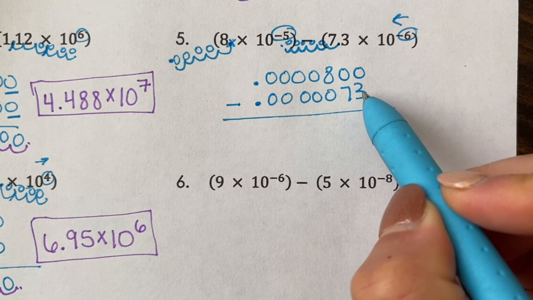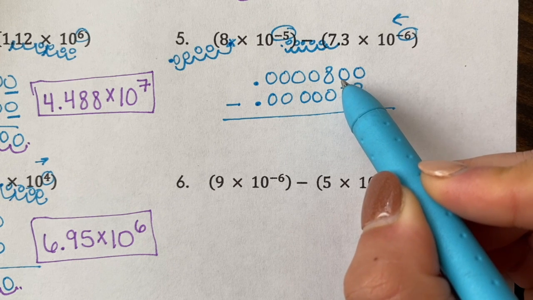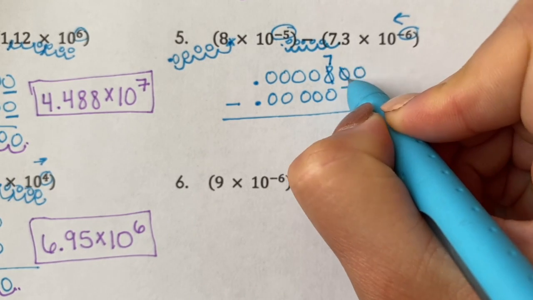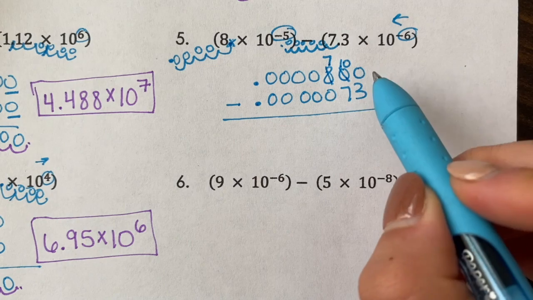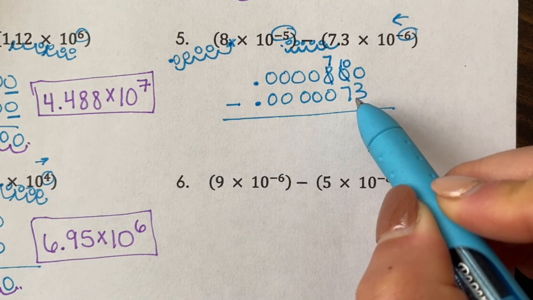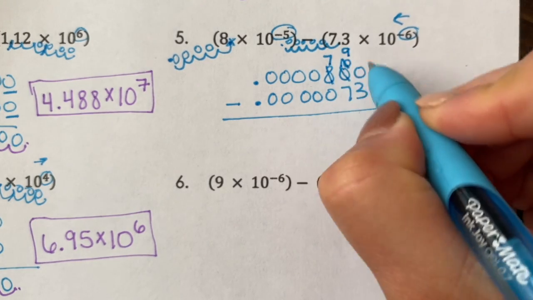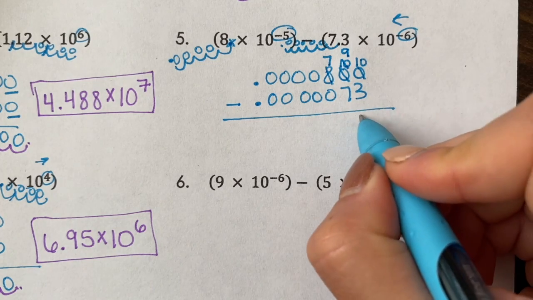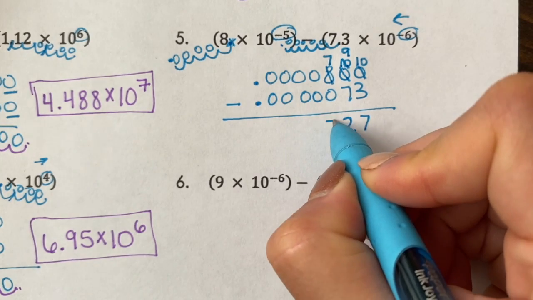So 0 minus 3, we know we can't do that, so we need to borrow. Unfortunately, we can't borrow from 0 because it has nothing to give you, so you got to borrow from the 8. So that 8 becomes a 7, this 0 becomes a 10. Now, you know I like to do this in 2 steps. So now we can take 0 minus 3. You can't do that, but there is a 10 beside it to borrow from. So now that becomes a 9, this 0 becomes a 10. 10 minus 3 is 7. 9 minus 7 is 2. 7 minus nothing is 7.